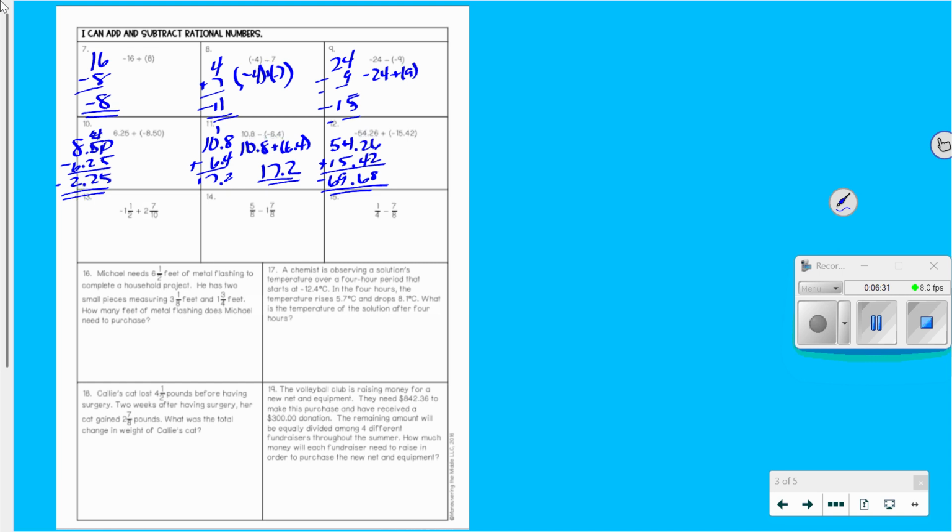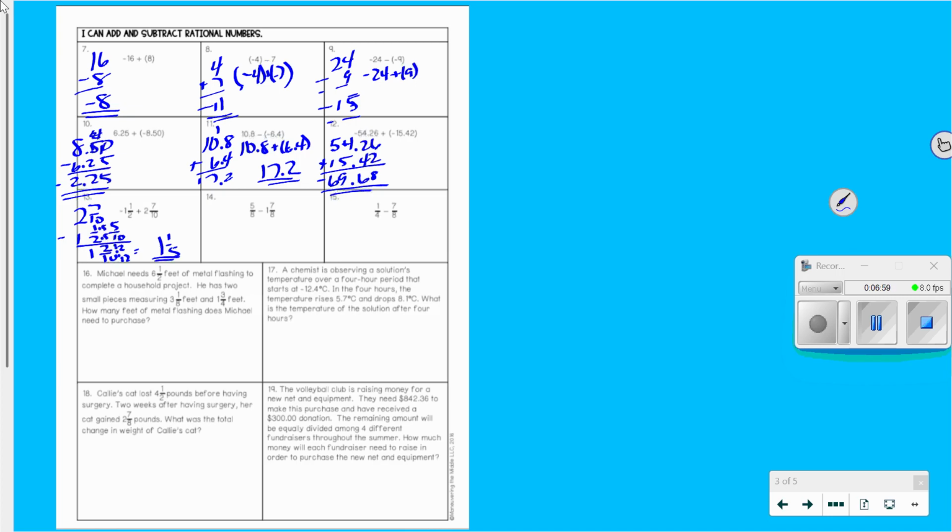Wait, I have to show my work. Opposite signs, these are actually going to subtract. So 2 and 7 tenths minus 1 and 1/2. Step 1, I need to get to the common denominator. So that's going to make that 5 tenths. 7 minus 5 gives me 2. 2 minus 1 is 1. I can simplify this one. Gives me 1 and 1/5. Big guy is positive. My answer is positive.